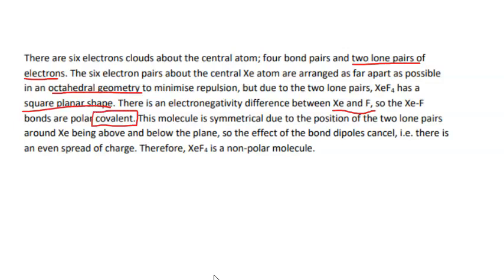The molecule is symmetrical due to the position of the 2 lone pairs around xenon being above and below the plane, so the effect of the bond dipoles cancel. So we're still talking about bond dipoles cancelling. And then there is an even spread of charge. Yeah, this is a new one, I guess. I'm not sure how important that would be for the excellence response, but if you can talk about an even spread of charge, I guess that could work. Therefore, and then a final, it's a non-polar molecule.